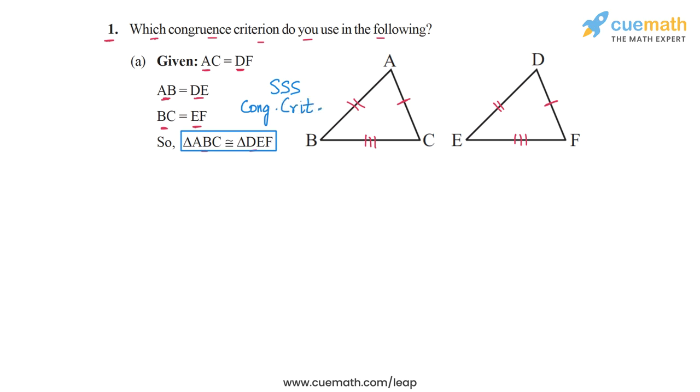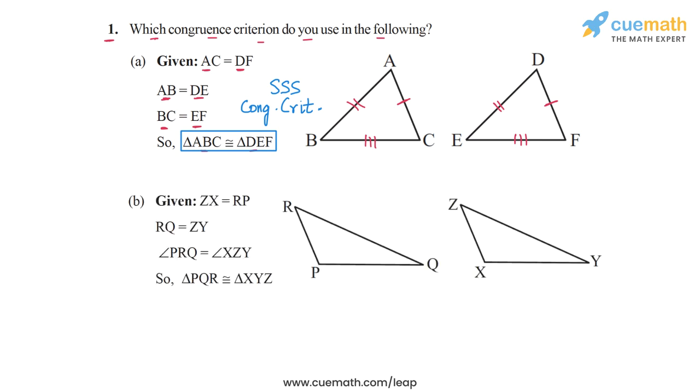So that's part A. Then in part B, we have these two triangles PQR and XYZ, which have been claimed as congruent. So here's the congruence relation, PQR congruent to XYZ. Now let's look at what is given.